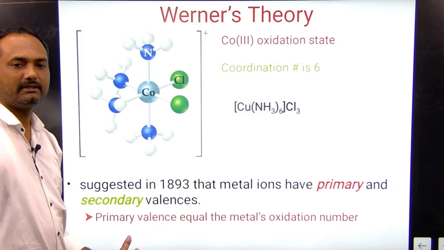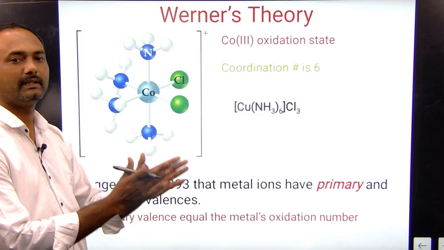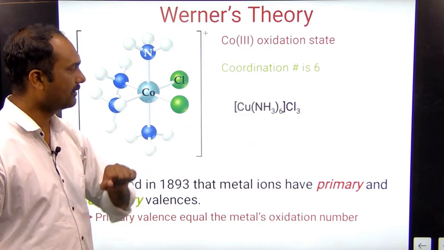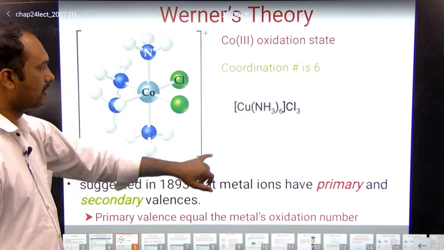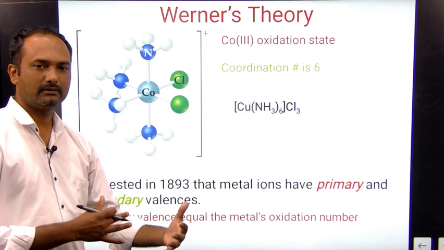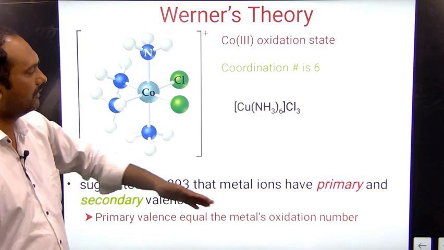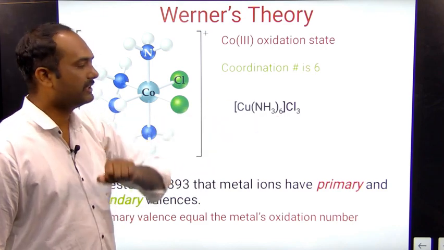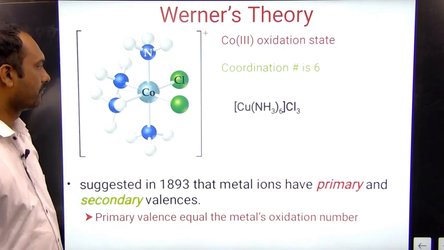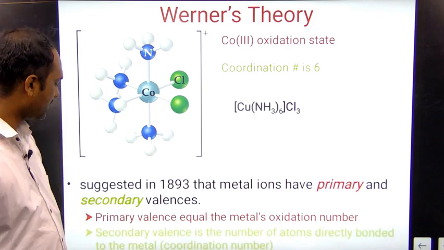So primary valency is equal to the oxidation state of the central metal atom. Here the central metal atom is copper. So what is primary valency? It indicates, or predicts, the oxidation state of the central metal atom, which is equal to the oxidation state of the central metal atom.